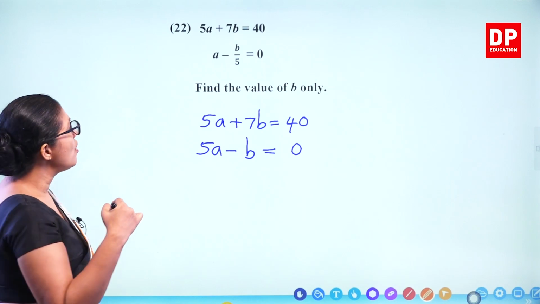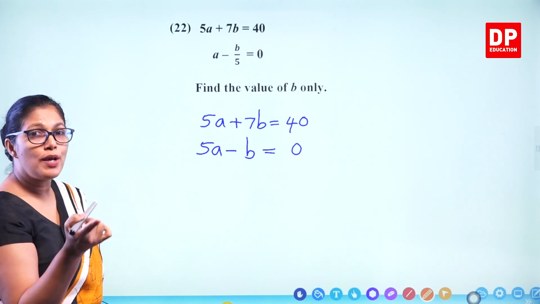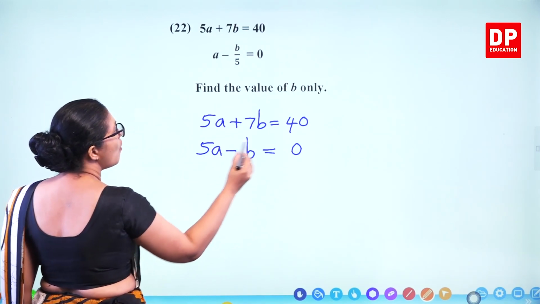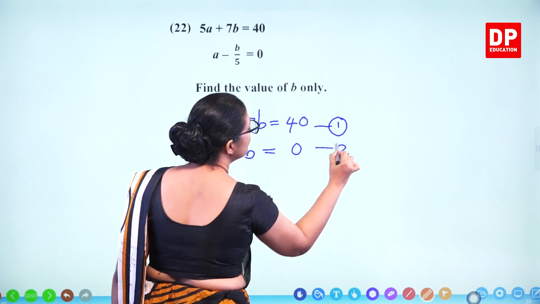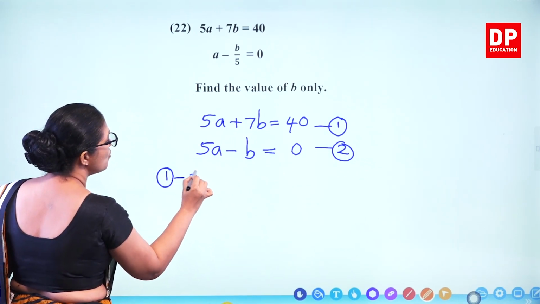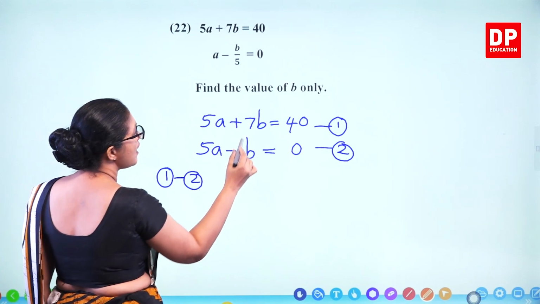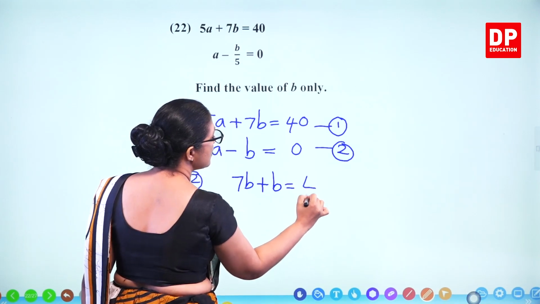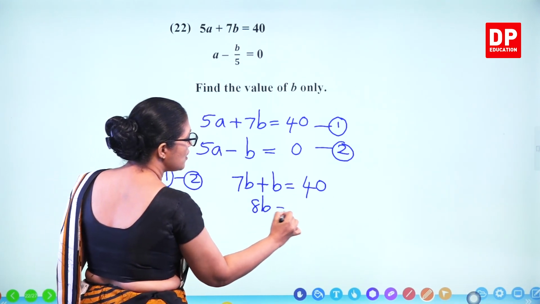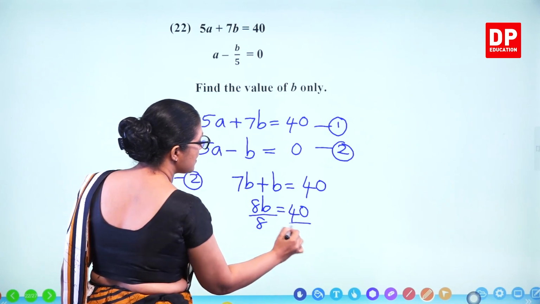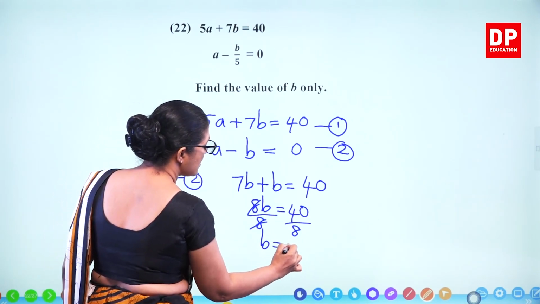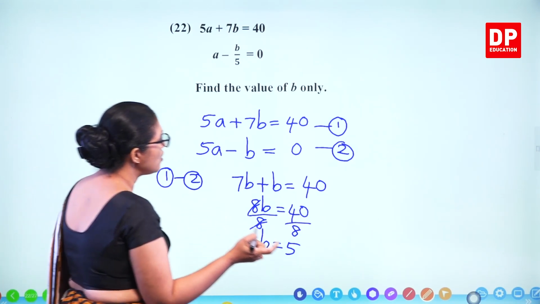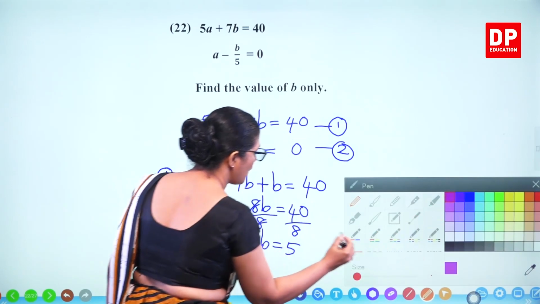Now it's easy to get rid of a because you need only b. We'll subtract 1 minus 2. You get 5a cancelled out. 7b minus b becomes plus b. That's 40. 8b equals 40, which means divide by 8. b equals 5. So that's all you need. You don't need to find out the a value. So 2 marks for that.